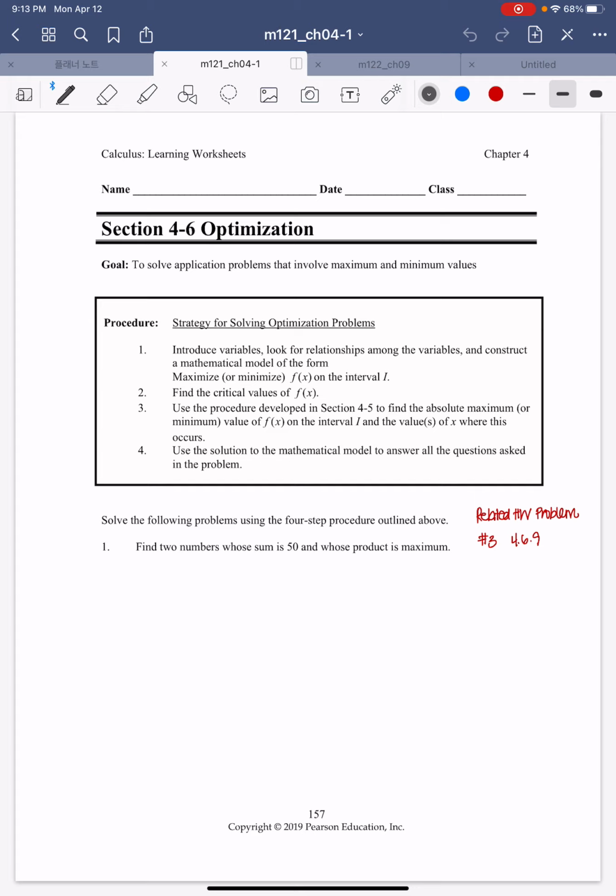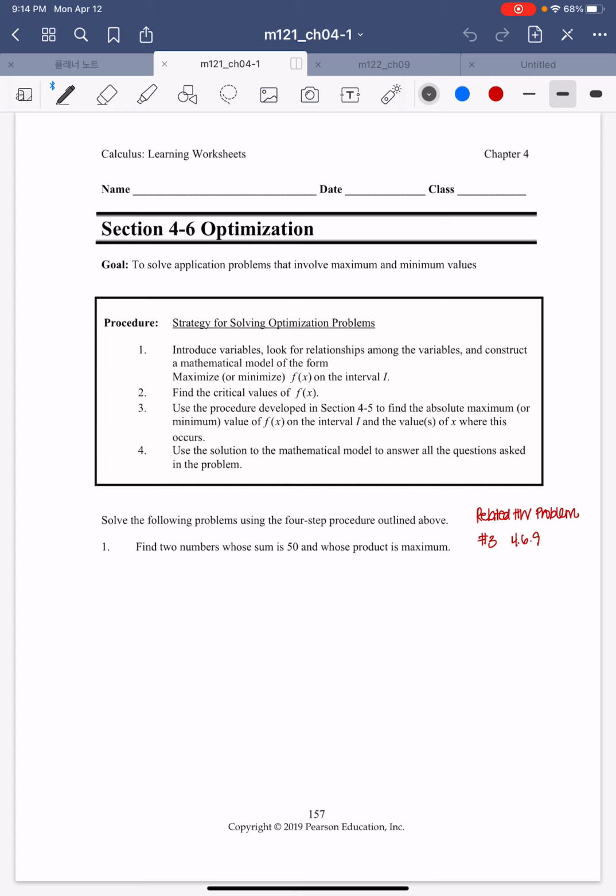Number three, use the procedure developed in section 4.5 to find out the absolute maximum or absolute minimum and where it occurs, because we are looking for maximizing a function, so we want the absolute max or absolute min, not the relative max or relative min or local min, local max. So we are going to quickly reference back to 4.5. And then finally, number four, use the solution to the mathematical model to answer all the questions asked in the problem. So we have 4 problems to work on in this section.